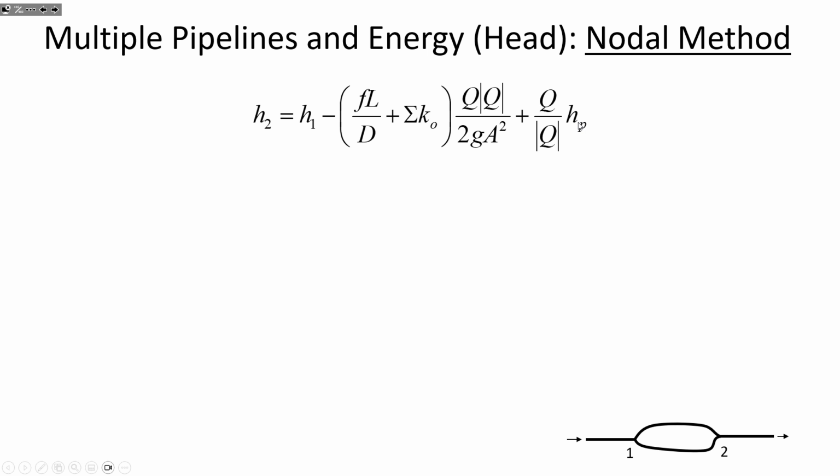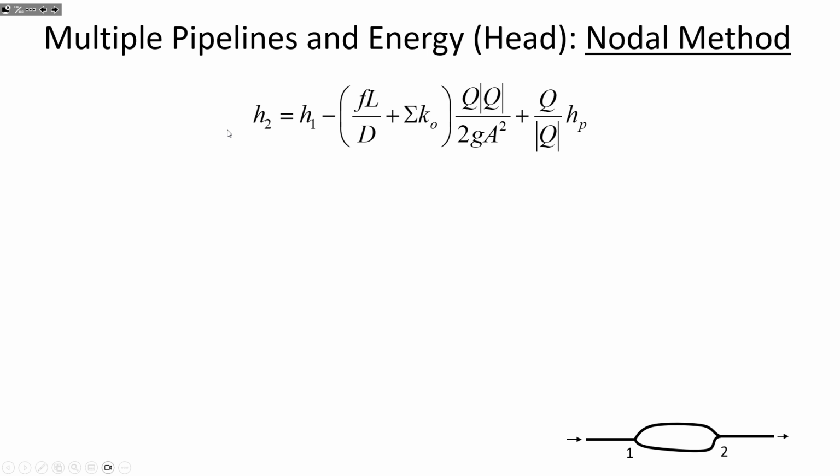But why does it look so strange? One of the things that makes this look strange is Q times the absolute value of Q. Why didn't we just say Q squared? Why Q times the absolute value of Q? The reason we bother to make that distinction is that when we apply this equation to some of our methods coming up, we want the direction of flow to have significance.